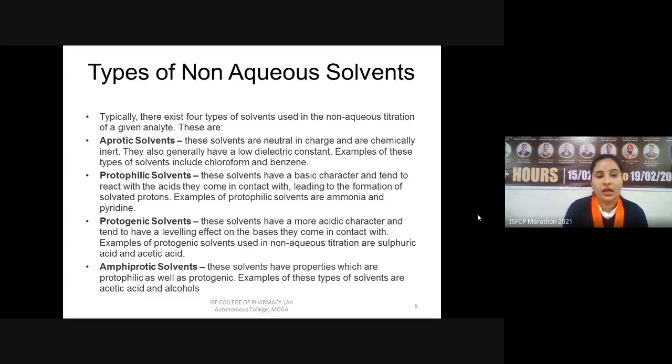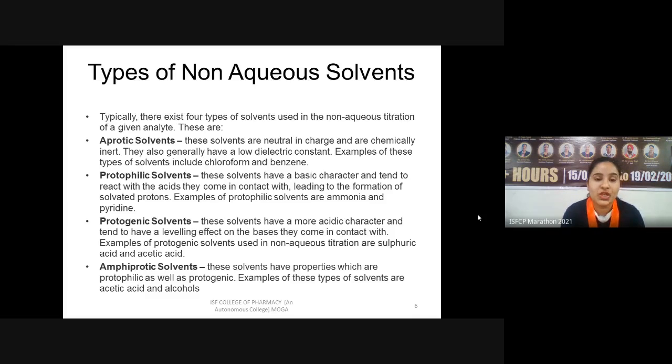And the next solvent is protophilic solvents. What are protophilic solvents? Protophilic solvents are those which are proton loving. They are basic in character. They have electron density on them, and hence they have a tendency to attract the proton towards themselves. Hence they are known as protophilic solvents. These solvents have a basic character and tend to react with acids when they come in contact with them, leading to the formation of solvated protons.